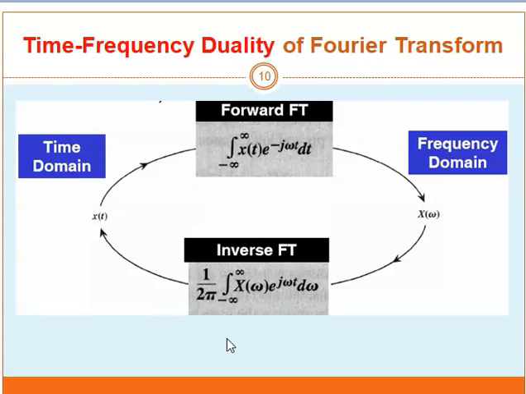The time frequency duality of the Fourier transform. Here you have the forward FT and inverse FT. If you have time domain as t, it will become the integration of x(t) exponent minus j omega t dt. And if you want to change it into frequency domain as omega, it will become 1 over 2 pi, the integration of X(omega) times exponent j omega t d omega.